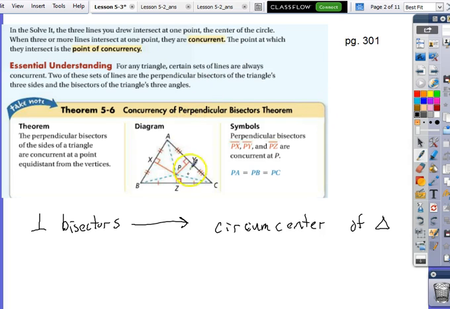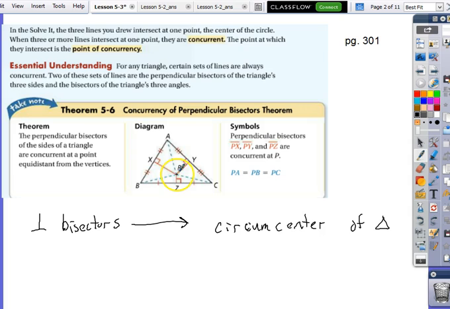All right, so we're going to talk about points of concurrency today. To be concurrent is where three or more lines will cross in the same point. Three or more lines will share a point. There are a couple of special points of concurrency that occur within triangles that we're going to focus on.